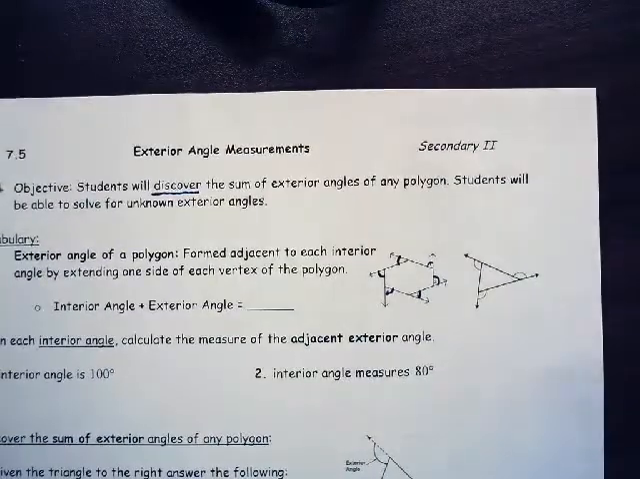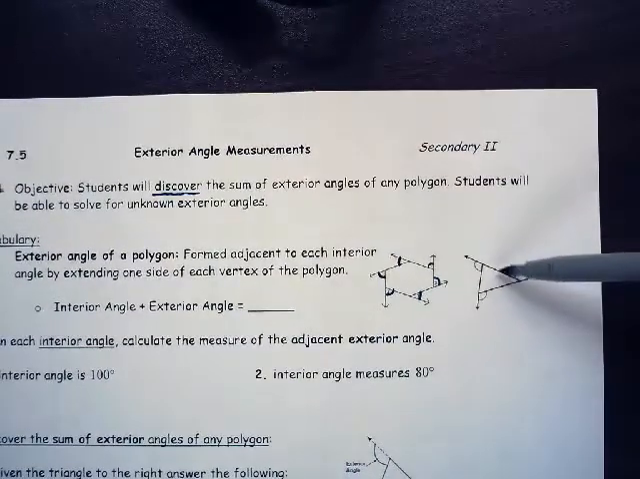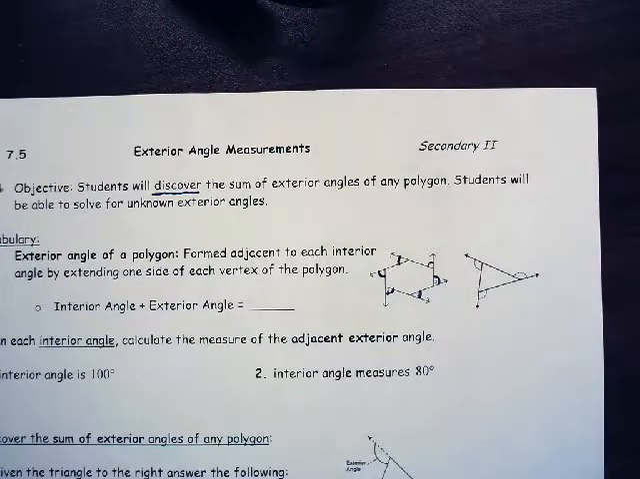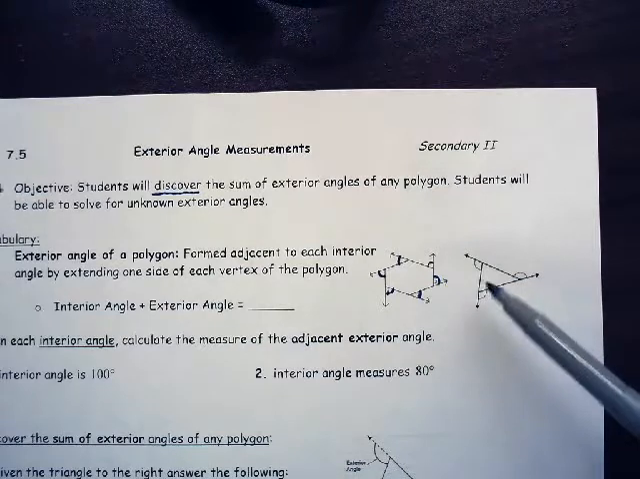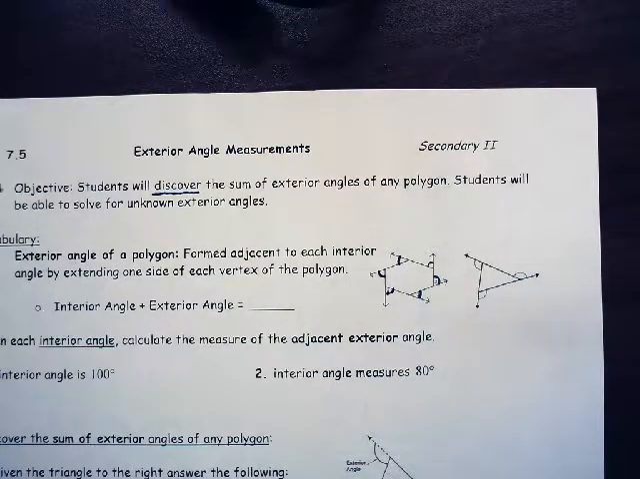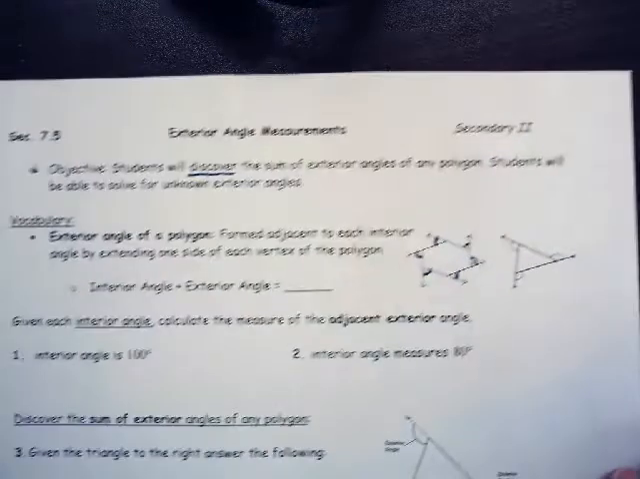We look at a triangle right here, it's the same concept. We start right here and extend the line all the way through, and we have an exterior angle. So what we're trying to do today is tell you how to find the measure of each of those exterior angles if I add them up, the sum.